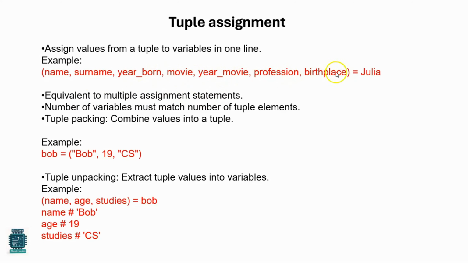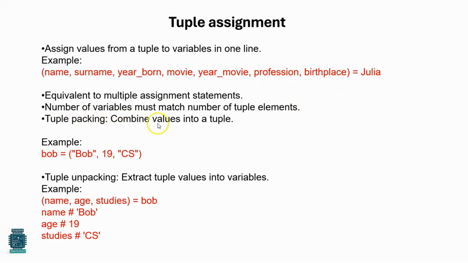For example, instead of writing birthplace is equal to Julia, profession is equal to Julia, I am assigning in a single line. Very clear? The number of variables must match the number of tuple elements, which means these are tuple variables and that should match the number of elements present in the tuple.